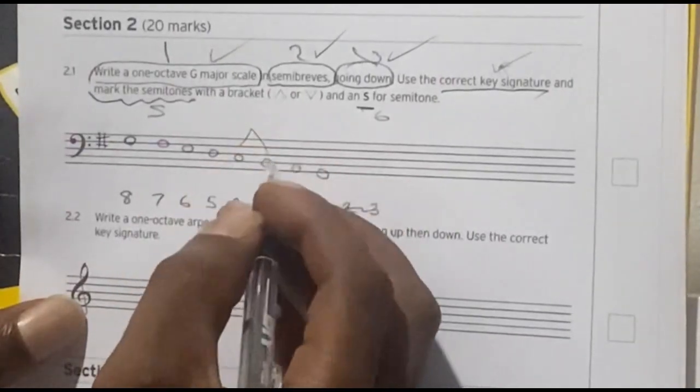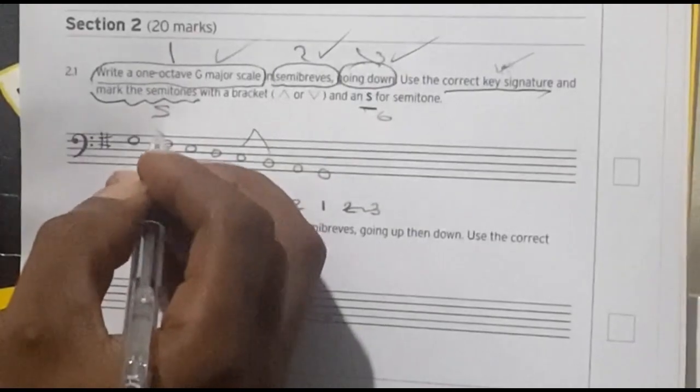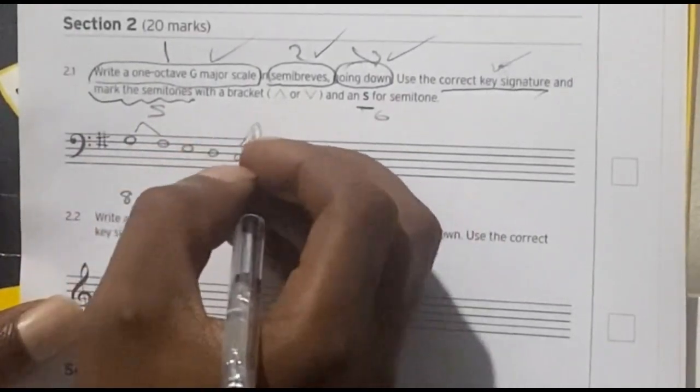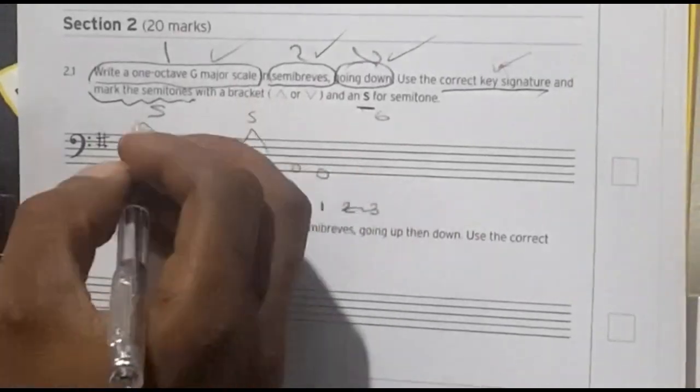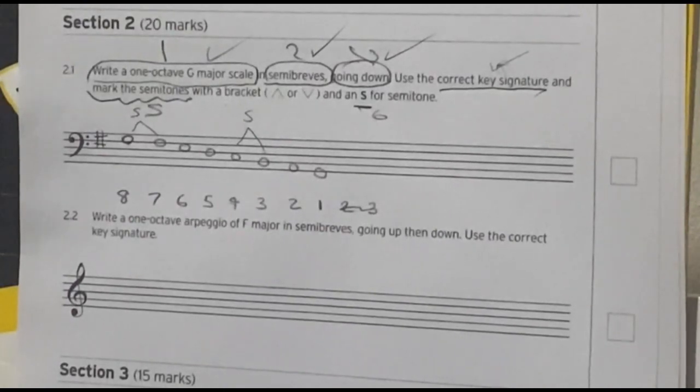It said put a bracket. So 3, 4, and then we've got 7, 8, which is here. It says put an S to mark the semitones. And that is the completed answer for section 2, question 1.